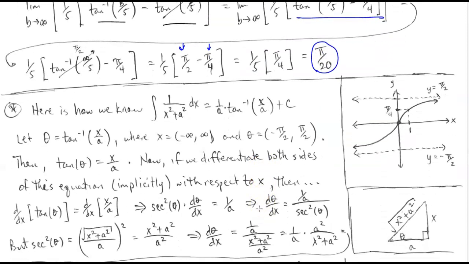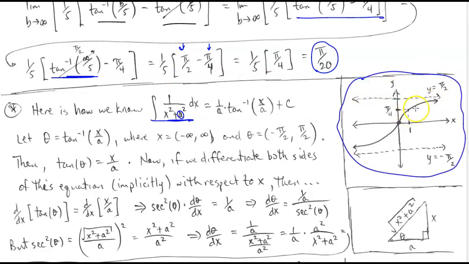Note that I explain how we know the antiderivative of this is just 1 over whatever this value is times tangent inverse of x divided by a plus c in a separate video. The more important thing here is, how did I know that tangent inverse of infinity is going to be pi over 2? Again, this is what the graph of arctan or tangent inverse looks like. As you see, as x goes to infinity, the y values approach this horizontal asymptote here.